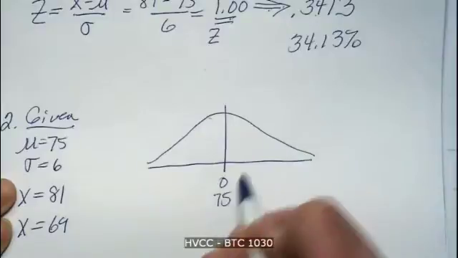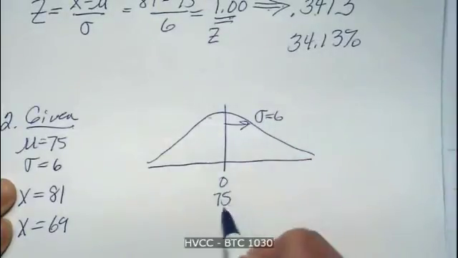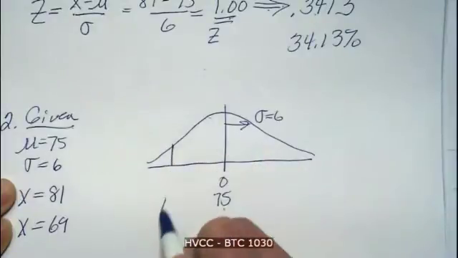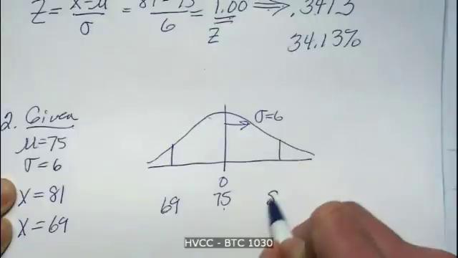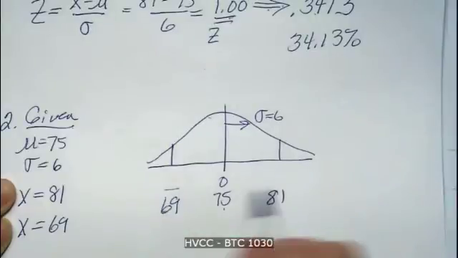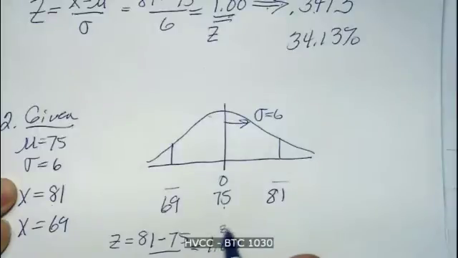Here is our center point. Here is our standard deviation. And I say 69. 69 is to the left, and 81 is to the right. I have to calculate the z for both of those. Okay, z, 81 minus 75 over 6, which we've done before, which is 1. Our z is 1. We looked that up in the table, and we got 3413.